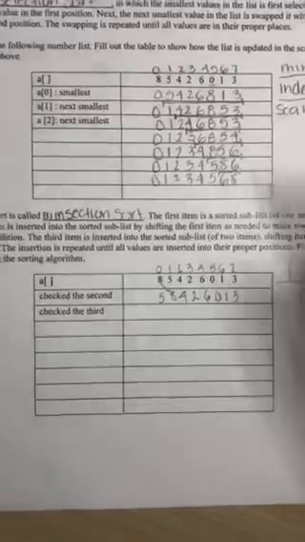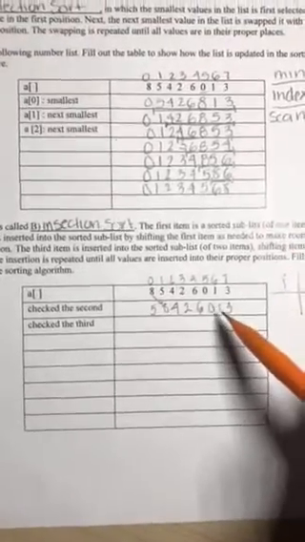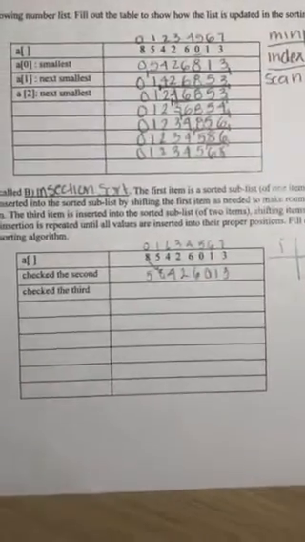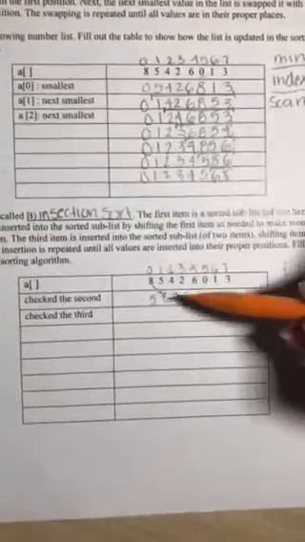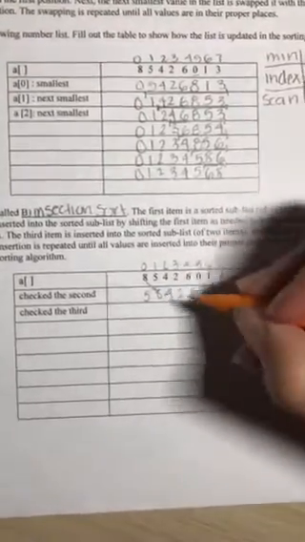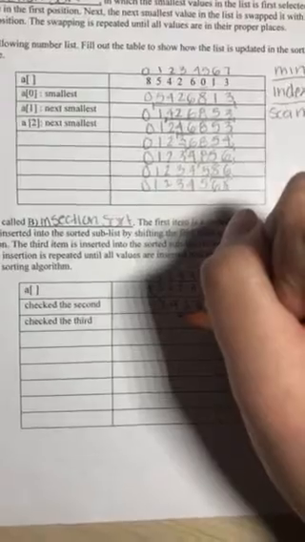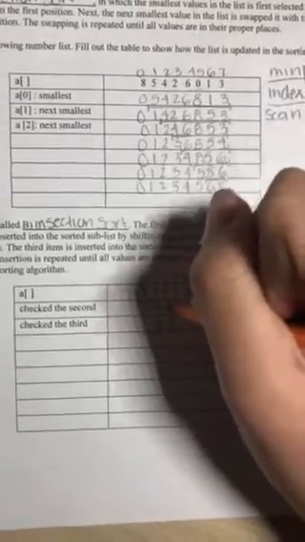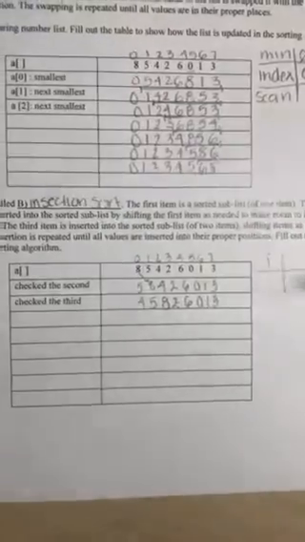Okay, our goal here is to have the lowest number on the left, but we're only shifting one number at a time. Okay, so 8 is greater than 4, so it's going to keep moving to the right. 5 is greater than 4, so it's going to keep moving to the right. Now 4 becomes position 0. Everything else remains the same. 2, 6, 0, 1, 3.